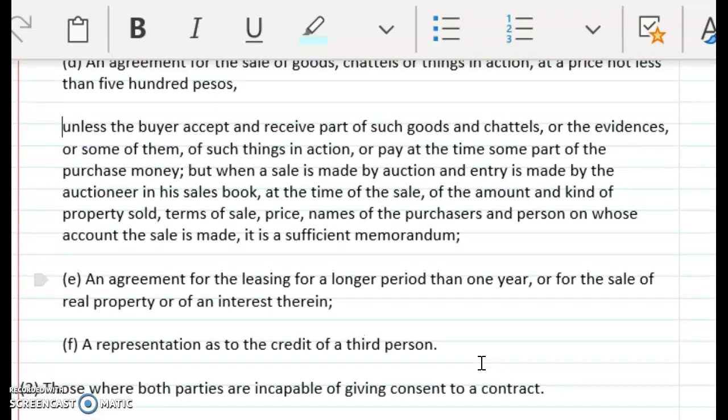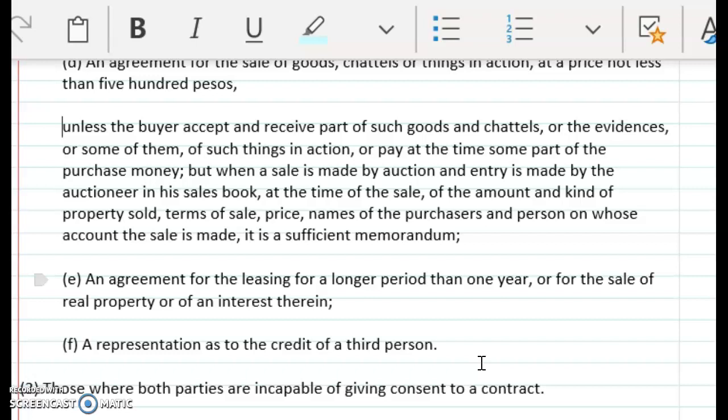Finally, a representation as to the credit of a third person. What is that representation? To bring the case within the operation of the Statute of Frauds, the representation must have been made by a stranger to the contract in which credit was extended, or as otherwise stated, the representation must relate to a third person's credit. Thus representations as to the credit of the persons making the representation are not within the statute.